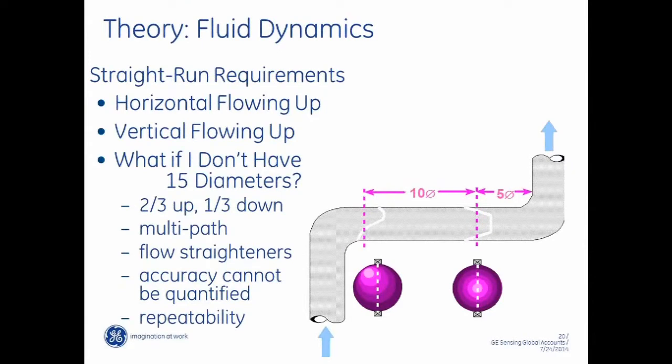If you don't have the 15 diameters that are required, the general rule of thumb is to split it in thirds. Take 2/3 of that pipe run upstream and 1/3 of the pipe run downstream. Or we could even go with multi-path. We talked about multi-channel flow meters, where we actually take two measurements on that same section of pipe to give us a bit better accuracy. Flow straighteners can be installed, but that kind of takes away from the whole clamp-on thing. And accuracy can't be quantified as well when we have less than 10 and 5. And the repeatability suffers a bit also.